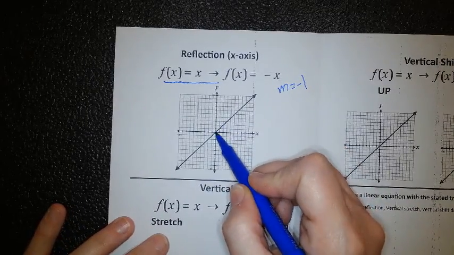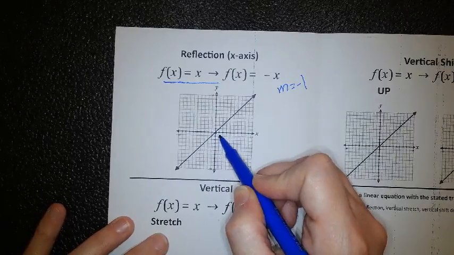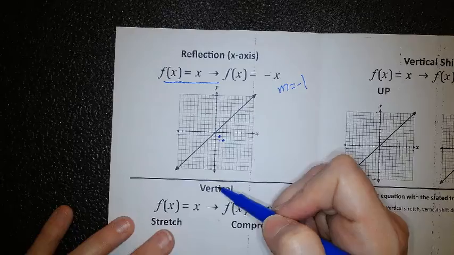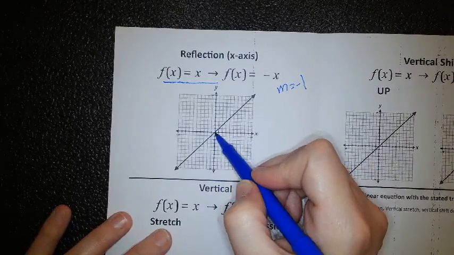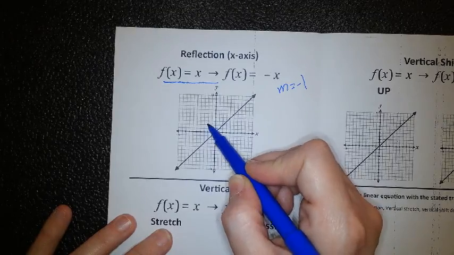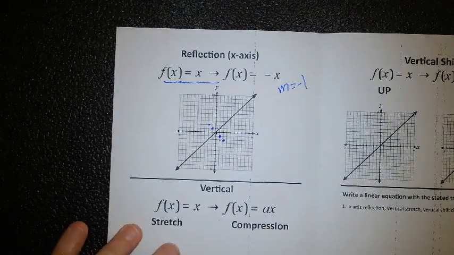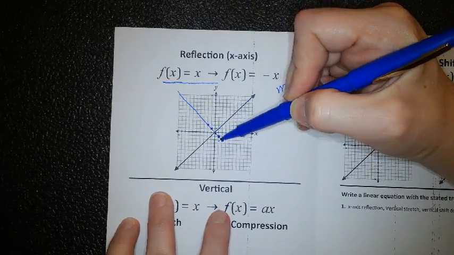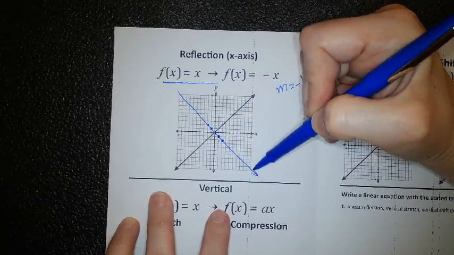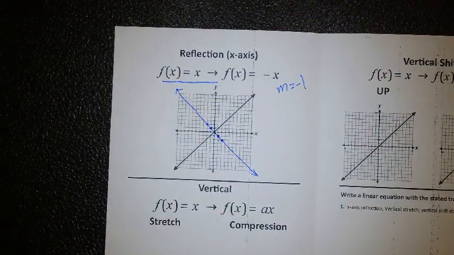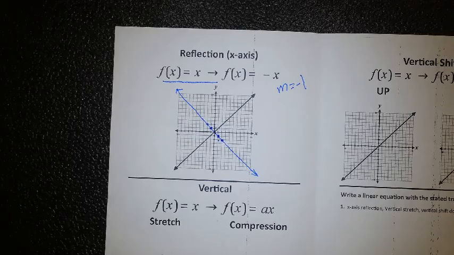So instead of rising up, I could go down and still run right. I could go down again and run right if I wanted to. Or, from the origin, I could rise up and run left. Remember, we have to change one direction when we're plotting a negative slope. So then if I connect those lines, I see what happens when I reflect the parent function. I get this function here, a negative 1 slope.